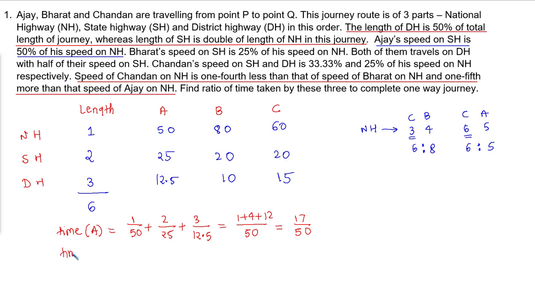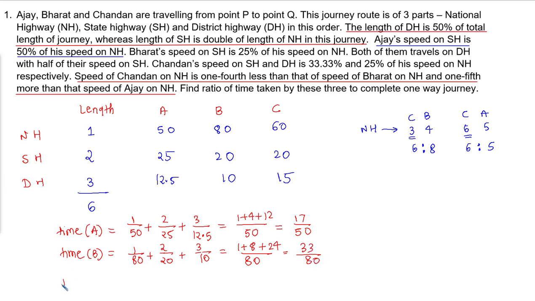Now similarly, time taken by B is going to be how much? 1 divided by 80 plus 1 divided by 20 plus 1 divided by 10. So the LCM is 80 over here, and the numerator is going to be 1 plus, sorry, this is not going to be 1 and 1, this is going to be 2 and 3, the length, distance. This is 2 here and this is 3 here. So this is going to be how much? 4 2s are 8, and this is going to be how much? Hold on, this is 8 3s are 24. Okay, so that is equal to 33 divided by 80.